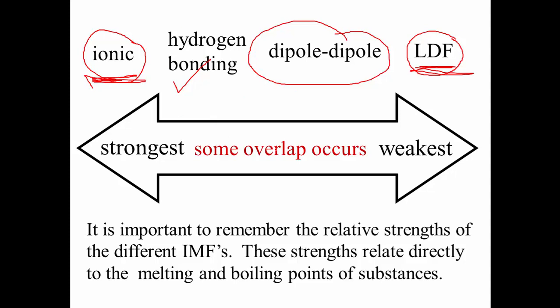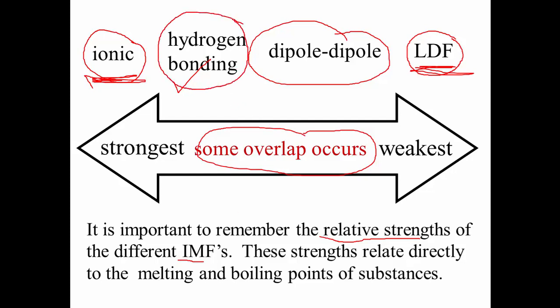Now, within these, you can get some overlap, okay? But it's important to remember that the relative strengths of these determine the melting points and boiling points. But we know that water is hydrogen bonding. It's a hydrogen bonding molecule. Bonds to itself with those strong, special dipole-dipole forces. But it's still just a liquid.